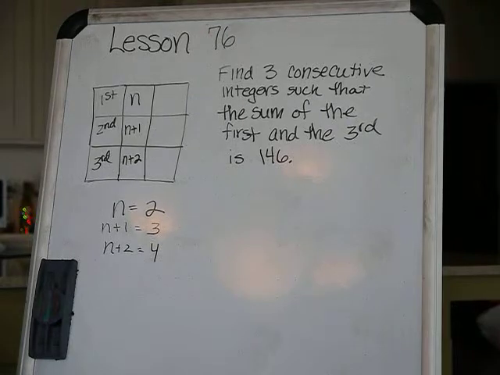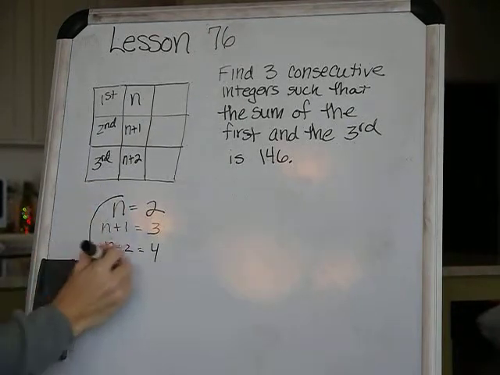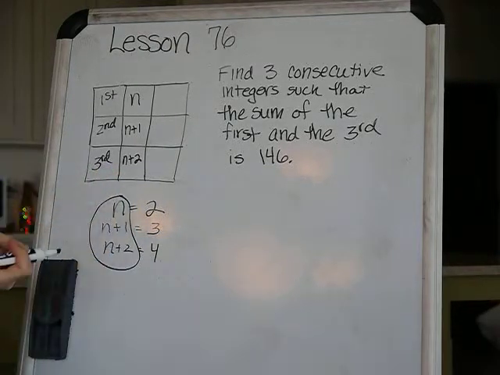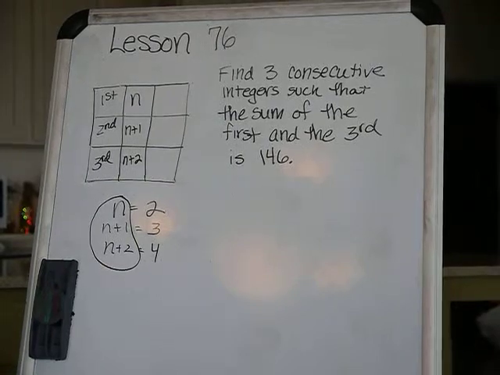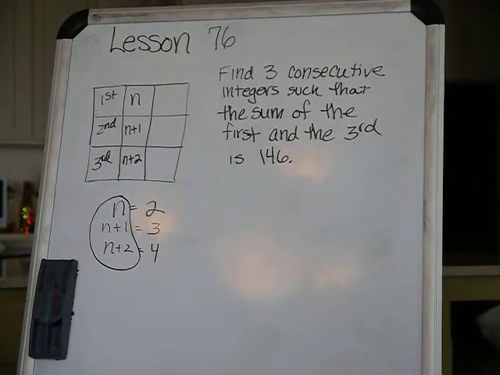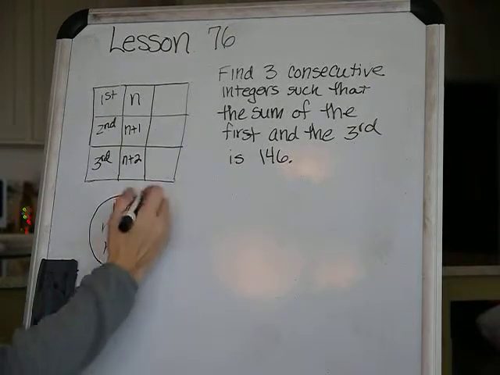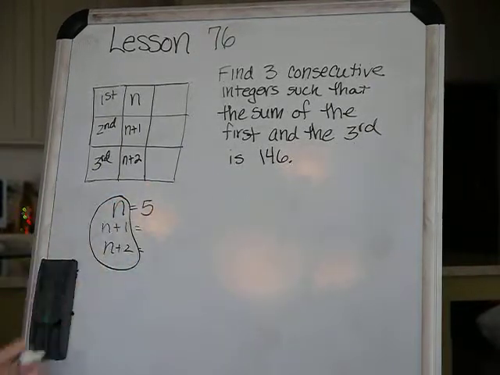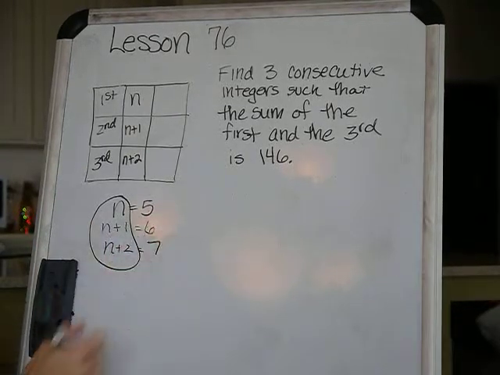Does this make sense? Where I got this? This is the hardest part about these: understanding where I got n plus 1 and n plus 2. Let's pick a number, Isaac. Any number. 5. Okay, let's say the first one is 5. That makes the next ones 6 and 7.